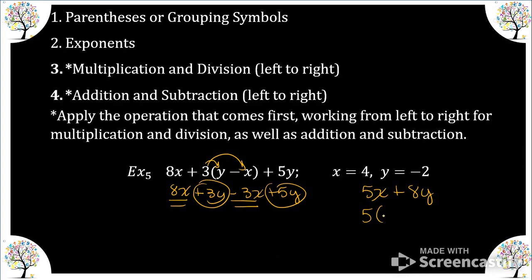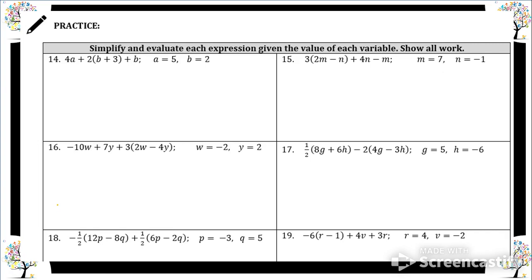So 5x plus 8y: we're going to insert 4 for x and insert negative 2 for y. Order of operations, we're going to multiply and then add last. 5 times 4 is 20. 8 times negative 2 is negative 16. 20 minus 16 is 4, our final answer.